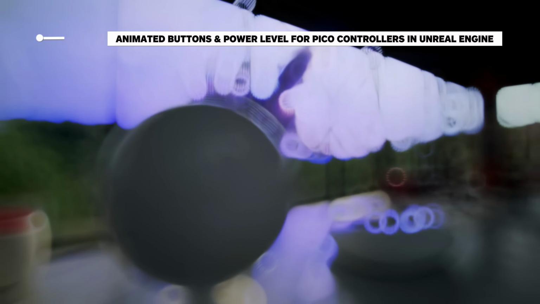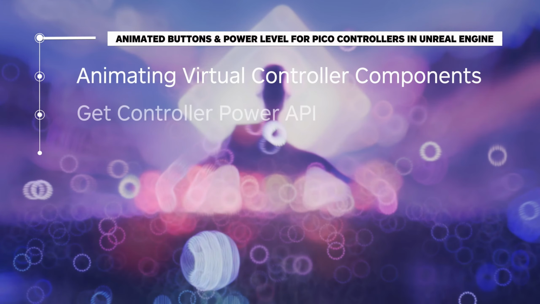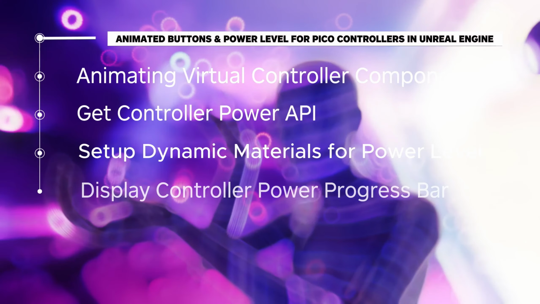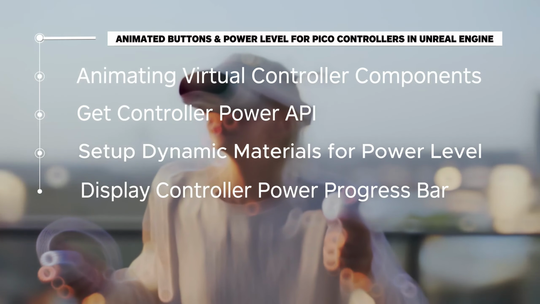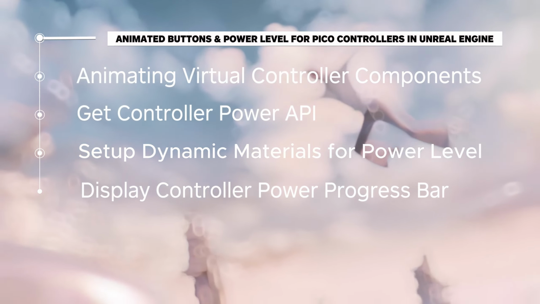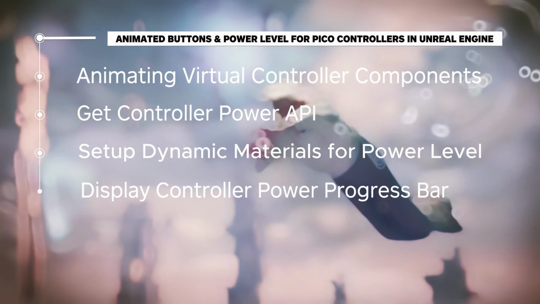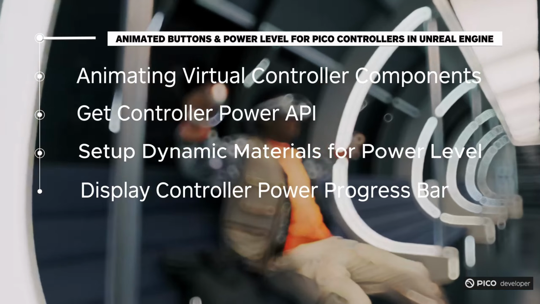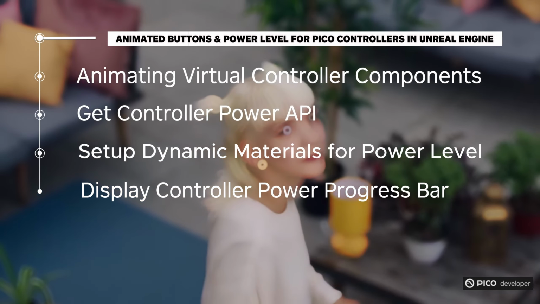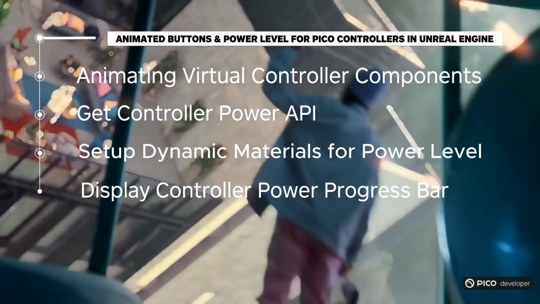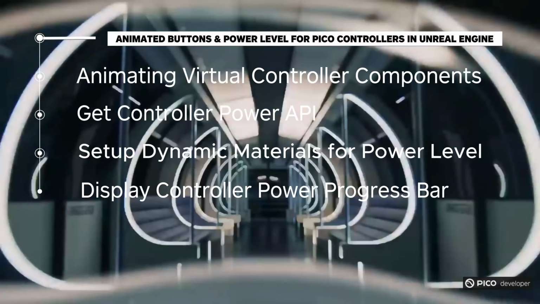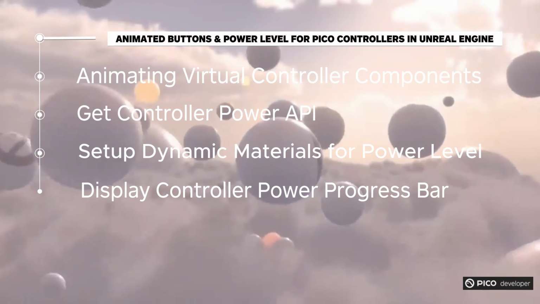In this tutorial, we'll start by showing you how to link user input to virtual controllers to make the controller buttons and thumbsticks animate. We'll also explore the PICO API that allows you to get the current power level of your PICO controllers. And we'll use that information to set up dynamic materials on the virtual controllers, which will modify their appearance so the current battery level is displayed on them as a progress bar. We'll provide instructions for both Unreal Engine 4.27 as well as Unreal 5.1.